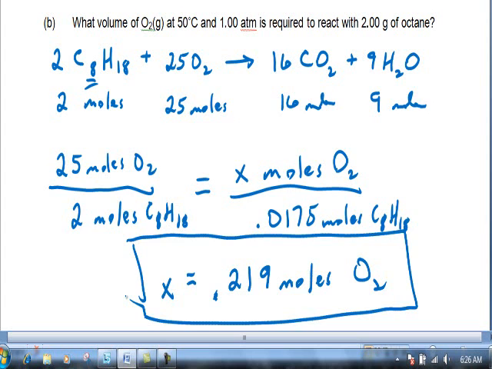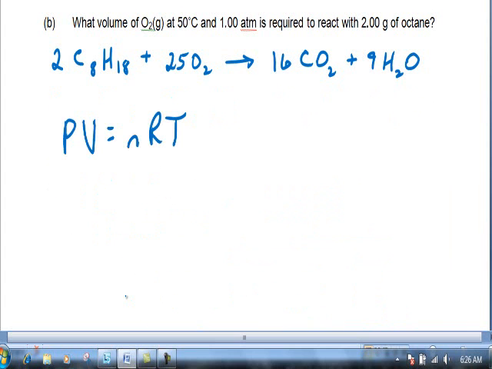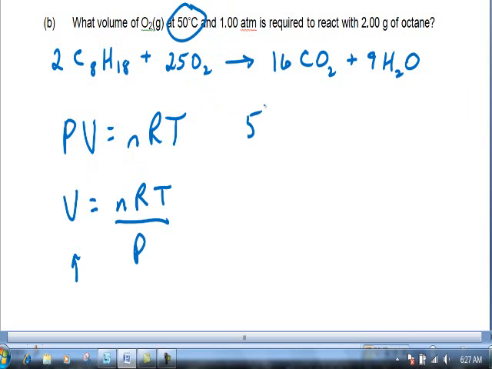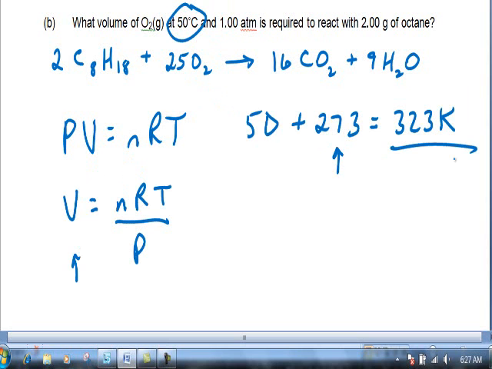Now that we know our moles of oxygen, we have a temperature for the oxygen, we have a pressure for the oxygen, and in the ideal gas law will be a number of moles. We can solve for the volume of oxygen that would be required to react with our octane sample using the ideal gas law. Rearranging to solve for volume, we have V equals nRT over P. We have to remember to convert our temperature to Kelvin. To do so, we add 273 to our 50 degrees Celsius, giving us a temperature of 323 Kelvin.